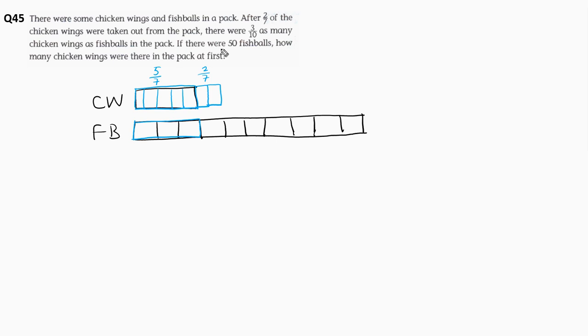It says that if there were 50 fish balls, how many chicken wings were there in the pack at first? Okay, so there were 50. So this whole bar has a value of 50. We know there's 10. We divided this into tenths. So each of these parts is 1/10. So 50 divided by 10 is 5. So each of these parts has a value of 5.